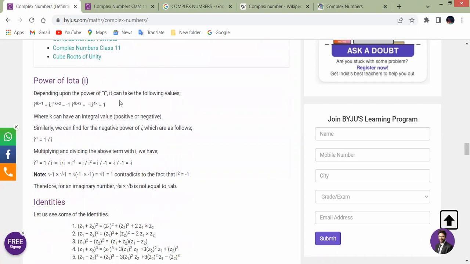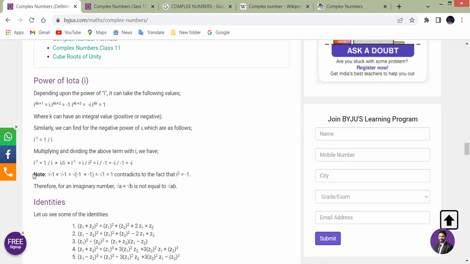Depending upon the power of iota, it can take the following values. Iota to the 4k plus 1 is equal to iota, iota to the 4k plus 2 is equal to -1. Similarly, iota to the 4k plus 3 is equal to minus iota, and iota to the 4k will be equal to 1, where k can have any integer value, positive or negative. Similarly, if we write iota to the minus 1, this will be 1 over iota. Similarly, we can solve it and find the answer.